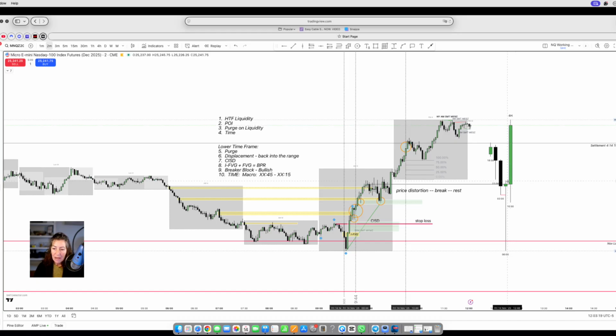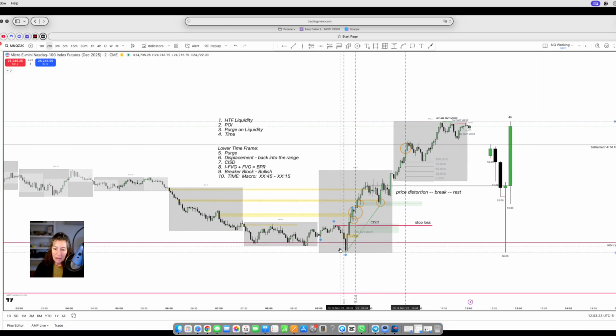And then the meat of the candle is distribution, right? So this is our manipulation right here this morning. So we took out the low right below November low. We had a purge of liquidity. We had all the signatures of a smart money reversal, and then I've walked you through the management of this trade. So that's what it's looking like.